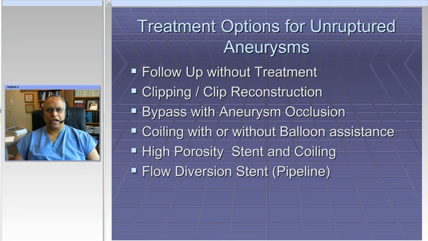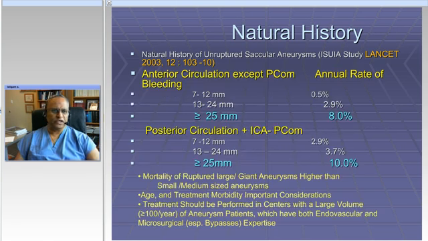Now, when we talk about unruptured aneurysms, obviously you have more options. The bigger option for some complex aneurysms is the placement of a stent with coils or a flow diversion stent, namely the pipeline embolization device. Again, clip reconstruction and bypasses are also options for unruptured aneurysms. Now, when you're talking about the treatment of unruptured aneurysms, you have to think about natural history.